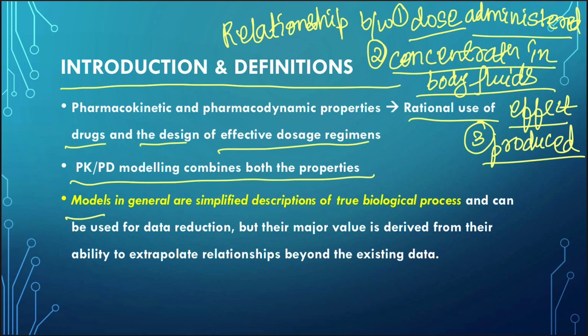A model in general means a very simplified description of a true biological process. The true biological process means the pharmacokinetics or the pharmacodynamics, that is absorption, distribution, metabolism, excretion, then the drug receptor activity, and the production of the effect. Models are basically the description of this true biological process, and they help us to do data reduction. But the major application of models is that they help us to extrapolate relationships beyond the existing data.